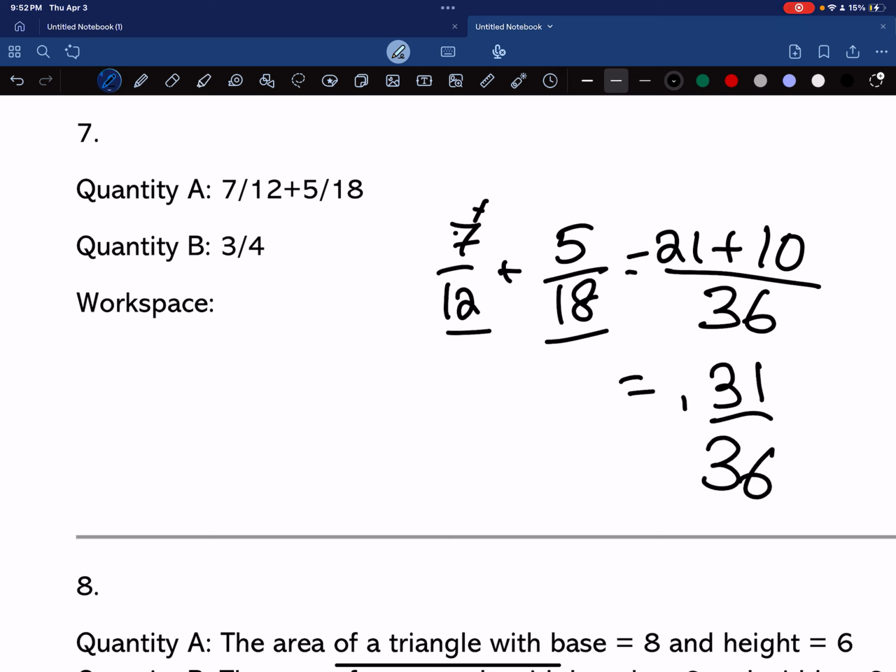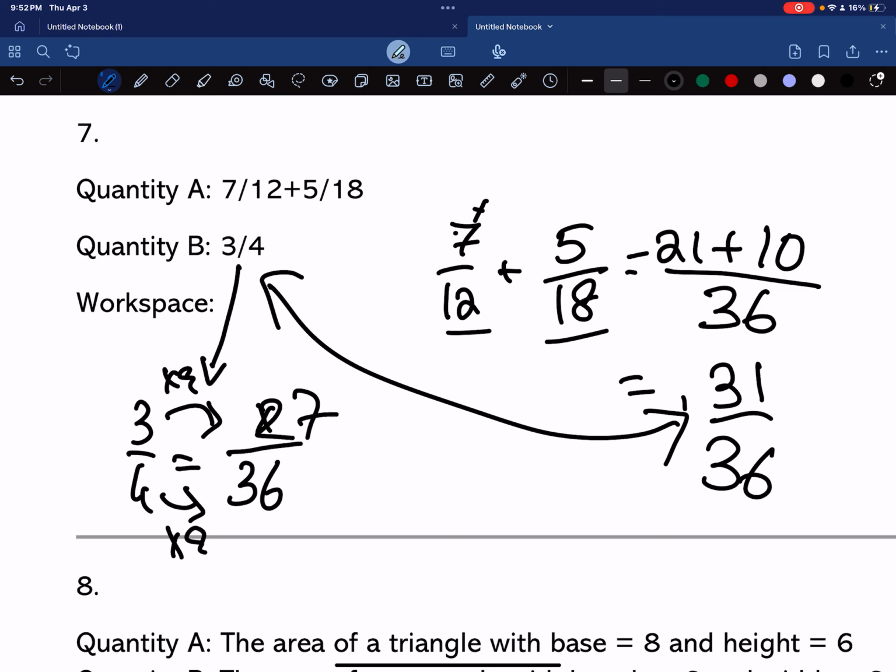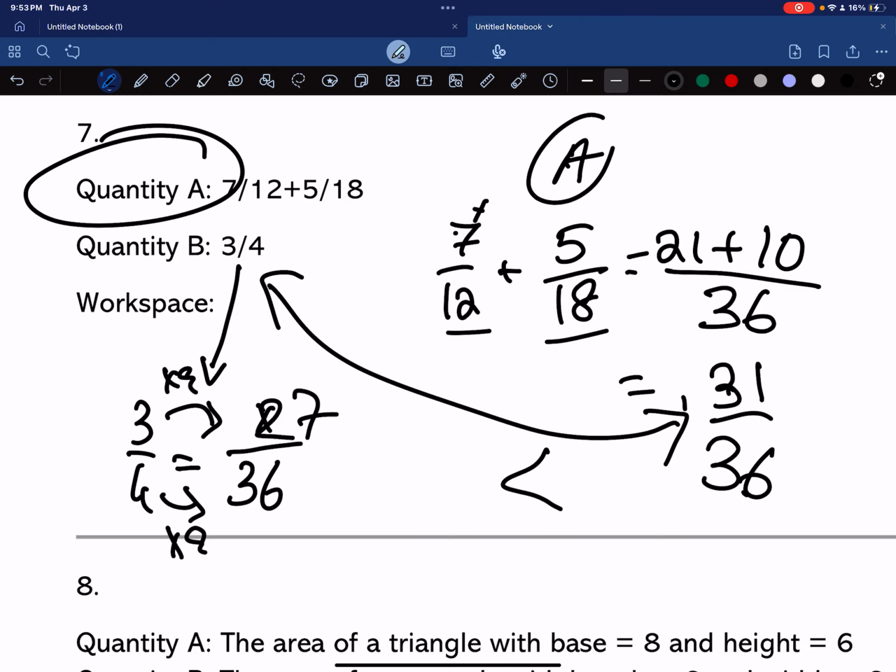Now, to compare this with 3/4, we have to get them to the common denominator, alright? So 3/4 is equal to, we gotta find x here. You multiply by 9 to get to 36, so you multiply by 9 here, you get to 27. And 31 over 36 is greater than 27 over 36. So A is the answer, finally.